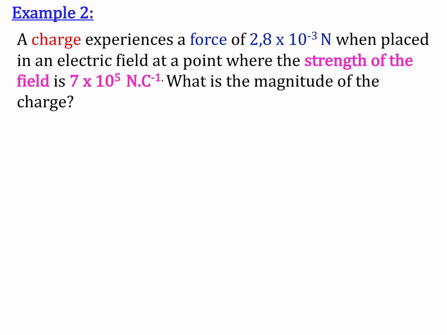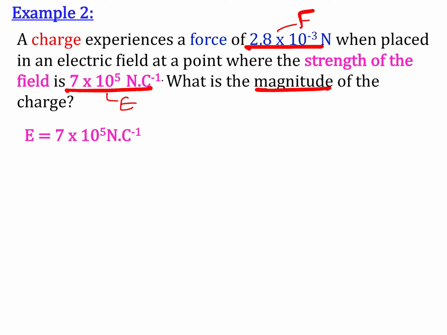A charge experiences a force of 2,8 times 10 to the minus 3. So that's F. When placed in an electric field at a point where the strength of the field, so that's E, is 7 times 10 to the 5. What is the magnitude of the charge? Once again, I don't have enough information to say whether this charge is positive or negative. So E equals 7 times 10 to the 5. Q is what we're looking for, and we know F is 2,8 times 10 to the minus 3.